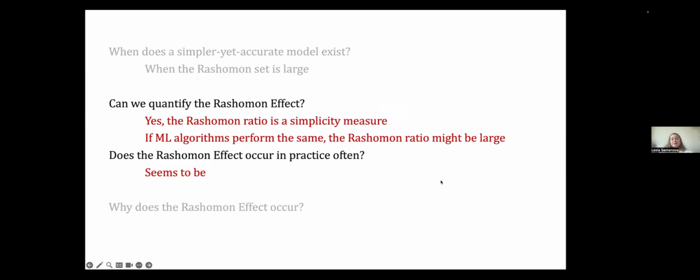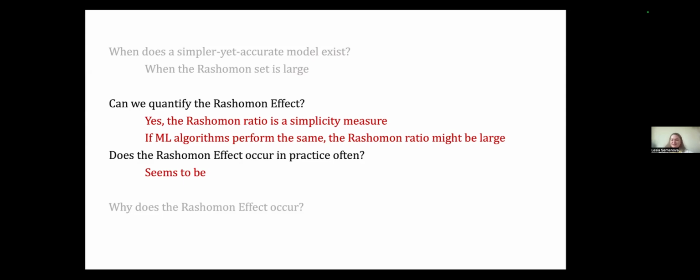Well, yes, we can do it through the Rashomon ratio, and it is also a simplicity measure. Given this experiment where we took 50 different data sets, it seems that the Rashomon effect occurs often in practice. But we are not quite sure. Still, 50 data sets is a small representation of the whole world.